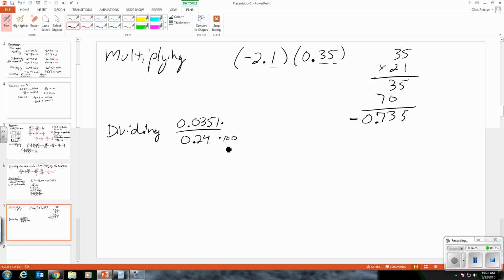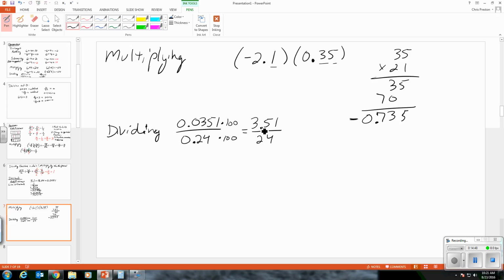So I'm going to multiply this bottom by 100, and what that does is every time you multiply by a power of 10, it moves the decimal 1 spot over. So multiply by 10 moves 1 spot, multiply by 100 moves 2 spots, multiply by 1,000 moves 3 times. So this bottom becomes 24. I'm also going to multiply the top by the same thing, by 100. So this is going to move 2 spots, and this is going to become 3.5.